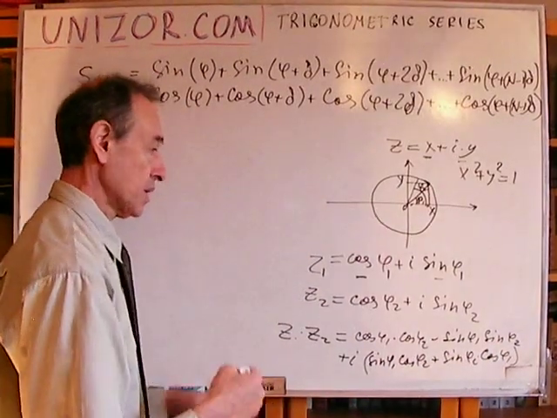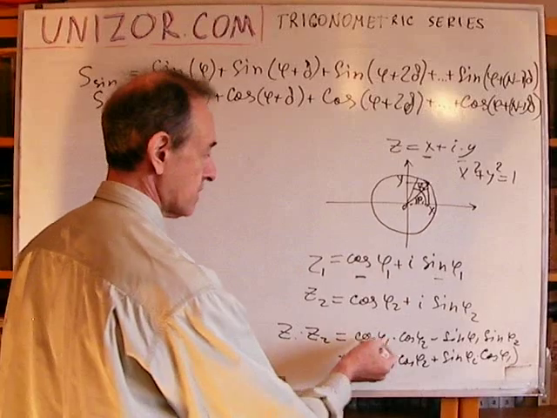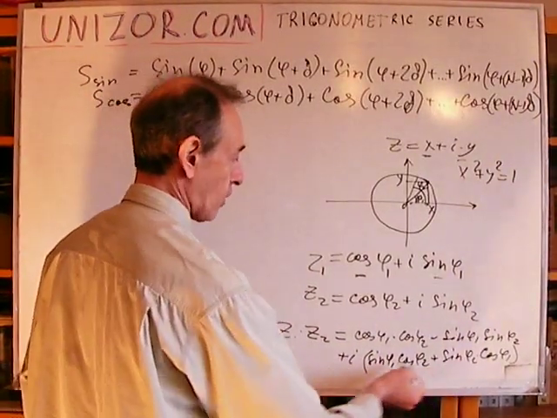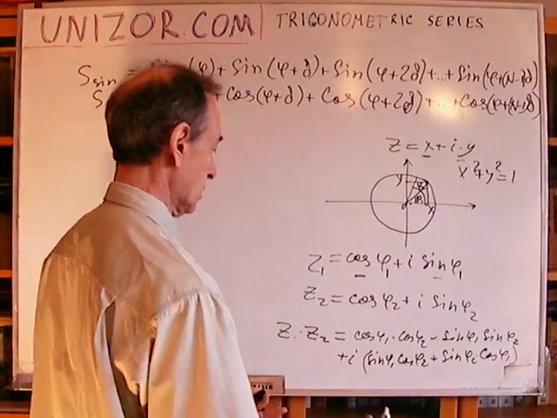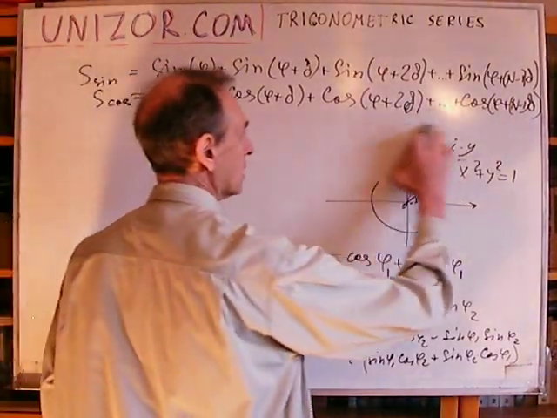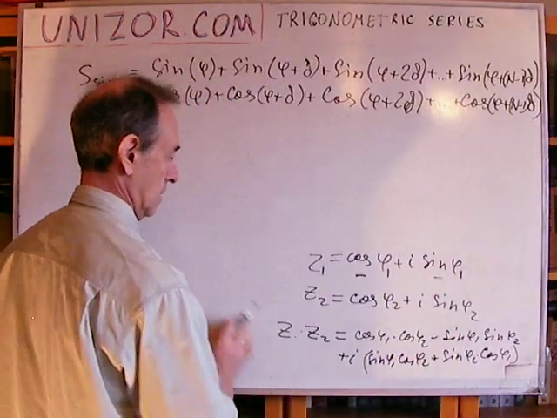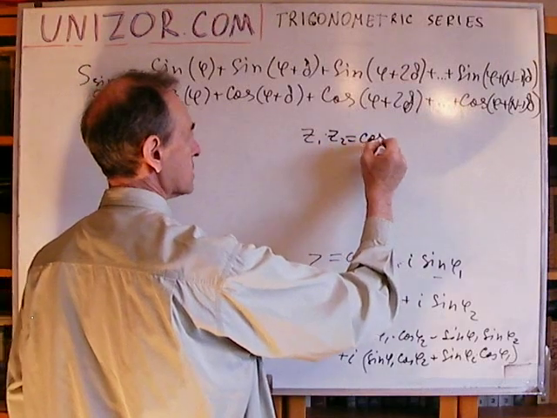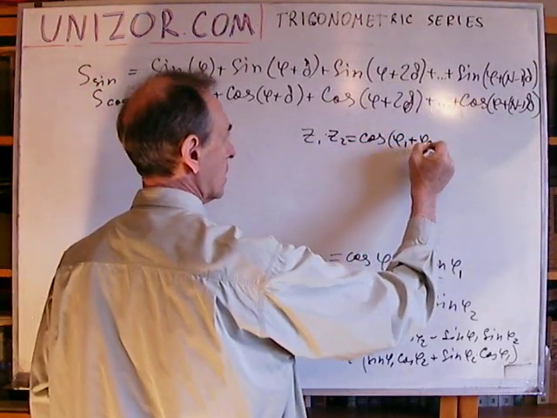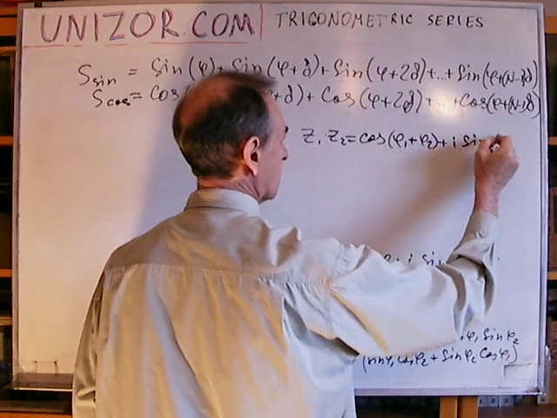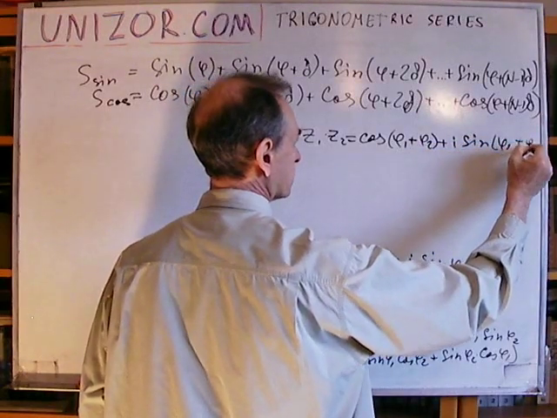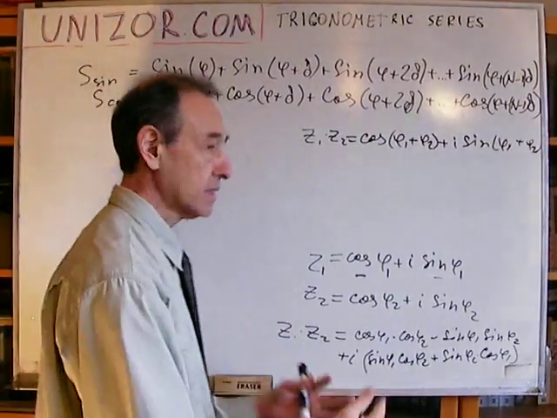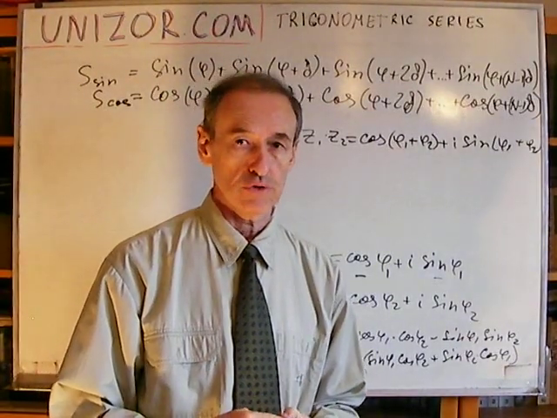Now, we immediately recognize that this is the formula for the cosine of a sum of two angles, and this is the formula for the sine of a sum of two angles. So basically, what you can say is that z1 times z2 is equal to cosine of their sum plus i sine of their sum. That's all as a kind of introduction to the methodology which I would like to present to you.